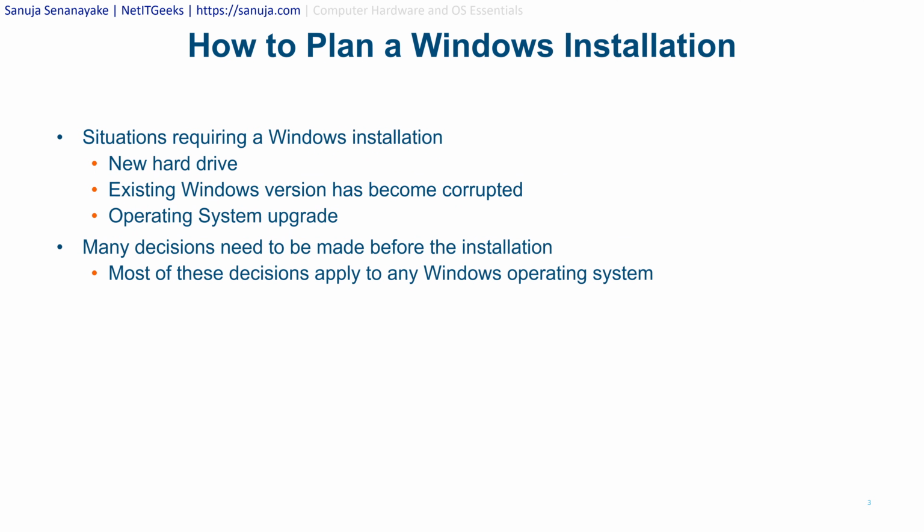How to plan a Windows installation. Situations that require a Windows installation include installing a new hard drive, an existing Windows version that has become corrupted and you need to install a new operating system to make it work, and operating system upgrades. Those are three major reasons why you may want to do a new Windows installation.